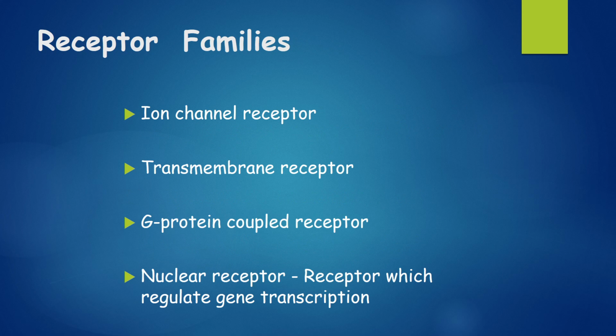Okay, now we can see some receptor families, different types of receptors. There are so many types of receptors. Under your UG period or at an MBBS period, you have to know about only these 4 types of receptors. There are different 7 or 8 types of receptors in our body, but the main 4 types of receptors you have to study. First one is ion channel receptors, transmembrane receptors, G protein coupled receptors, and nuclear receptors, receptors with regulation of gene. So these 4 are the important receptors which you have to study in your MBBS period.